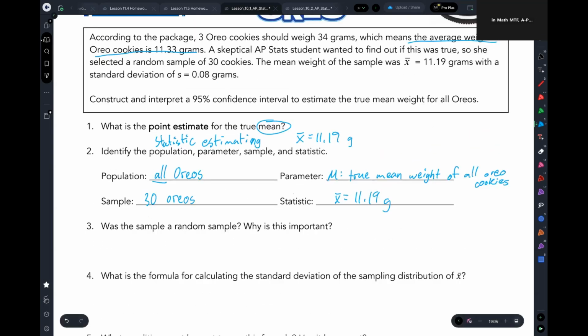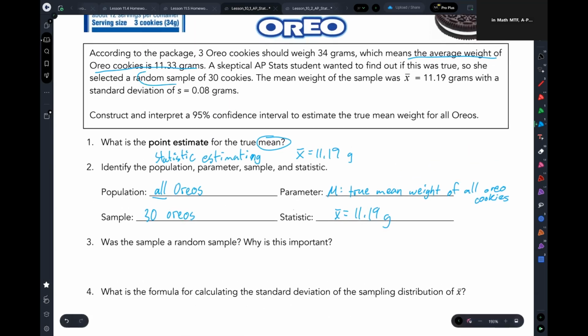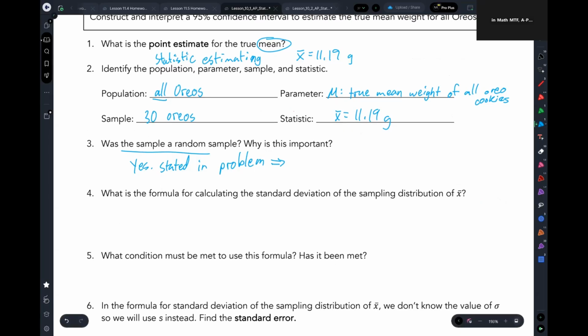All right, was the sample a random sample? Well, we were told that she collected a random sample of 30 cookies. Yes, stated in the problem. Why is this important? Quite simply because we want to generalize to the population of all Oreos.